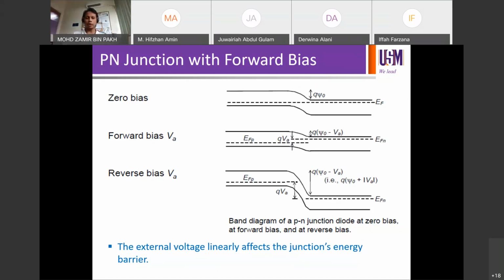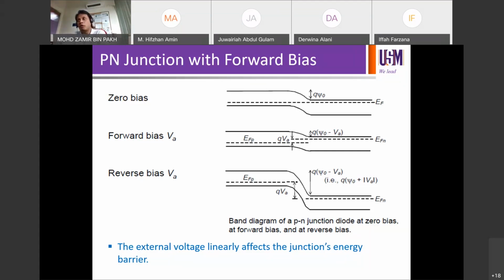Okay, so when you apply forward bias, we're going to reduce the barrier height at the junction, where the effective barrier height is going to be given by q times (VBI minus VA) for forward bias. On the other hand, if you apply reverse bias, the barrier height is going to be increased further in comparison to the thermal equilibrium condition, because the latest barrier height is going to be given by q times (VBI plus the applied bias), right?